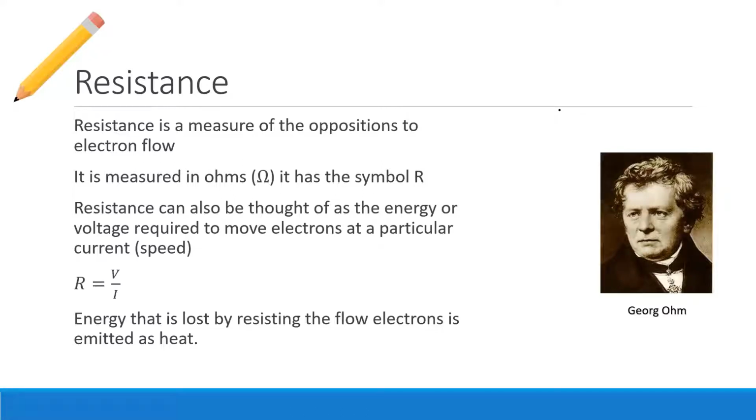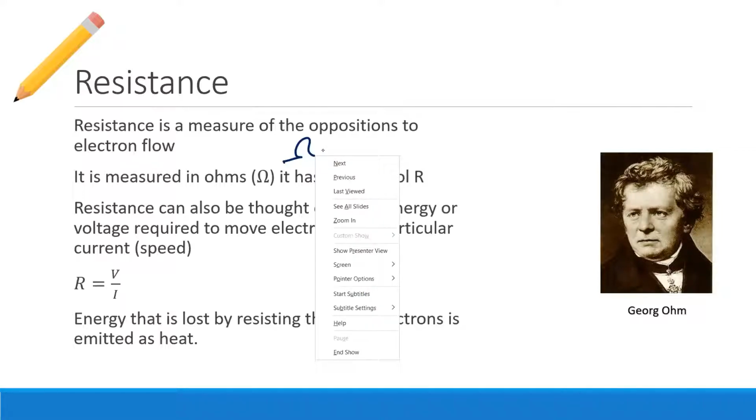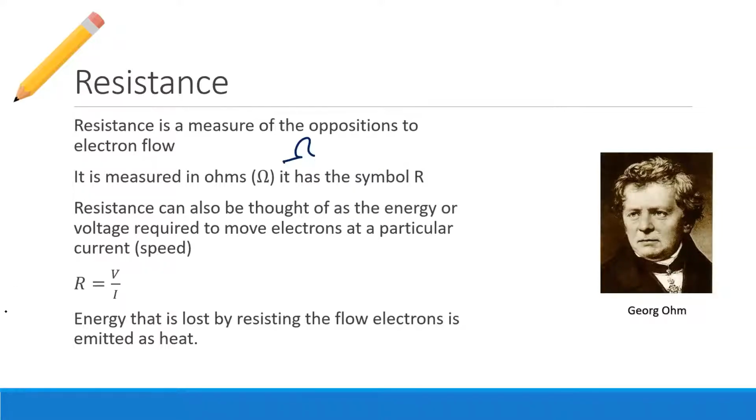Resistance is a measure of the opposition to electron flow. It is measured in ohms and it has the symbol R, so we call it R. The ohm symbol, if you've never seen it before, is omega. You can just draw it to look like a pimple, and that's fine, because in most circumstances, that's what it is. Resistance can be thought of as the energy or voltage required to move electrons at a particular current or speed.